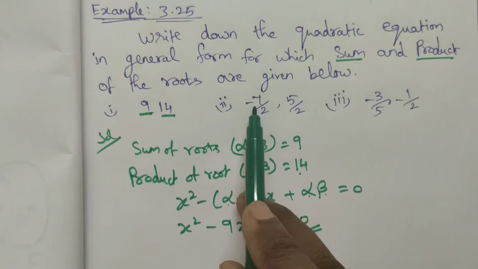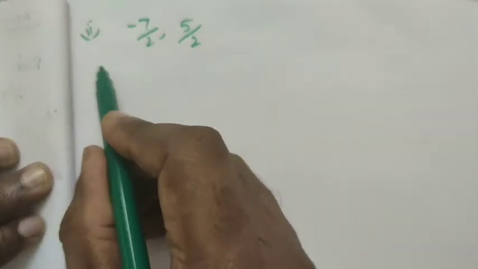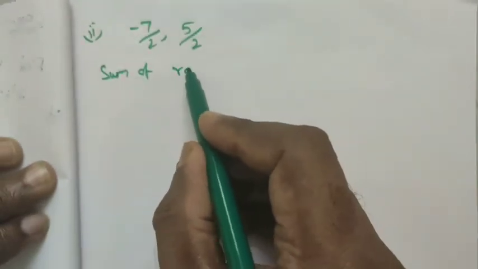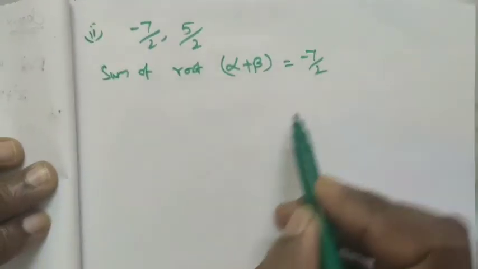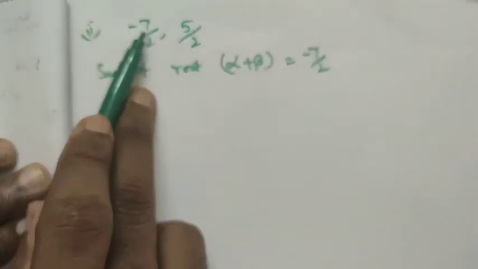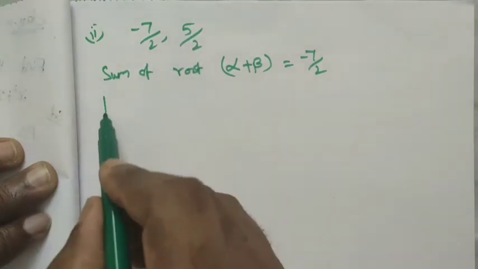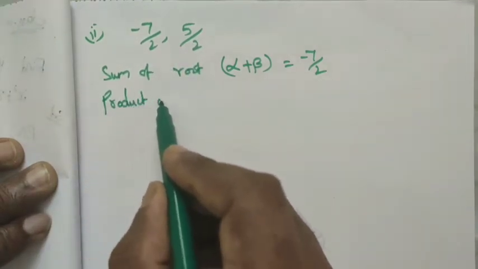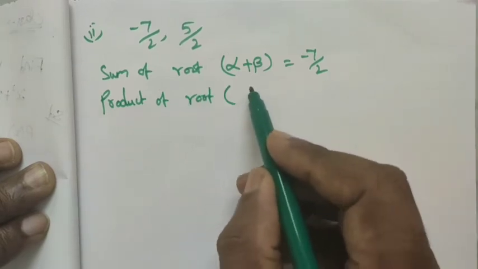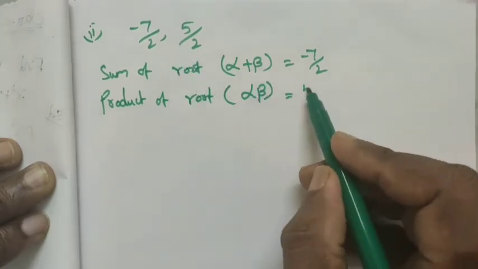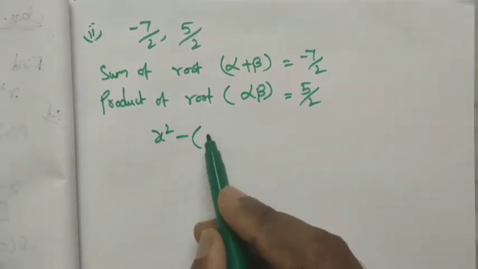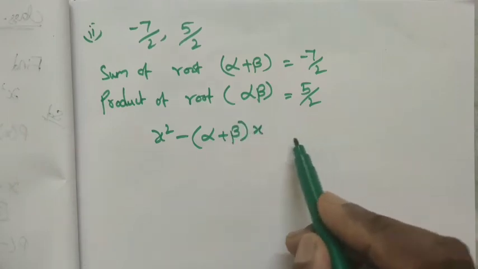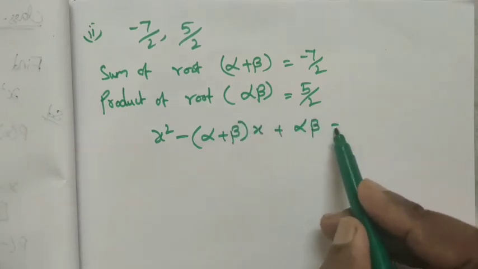Next, Roman number 2: minus 7 by 2, 5 by 2. Here, the sum of the roots, that is alpha plus beta, is equal to minus 7 by 2. The given is, the first one is the sum of the roots, the second one is the product of the roots. Then the product of the roots, alpha into beta, is given as 5 by 2. To form a quadratic equation, we know the formula: x square minus sum of the roots into x plus product of the roots equal to 0.